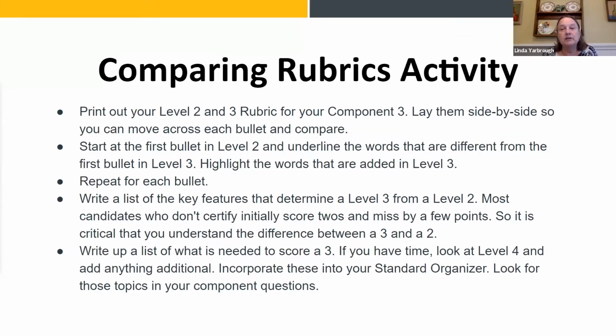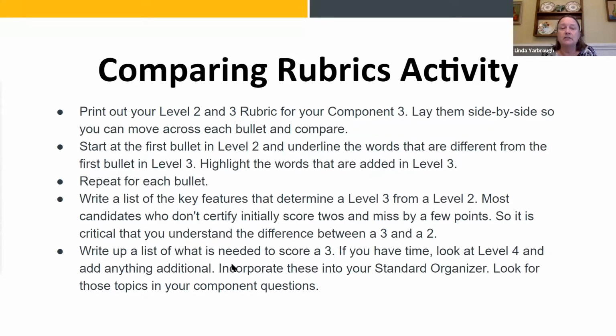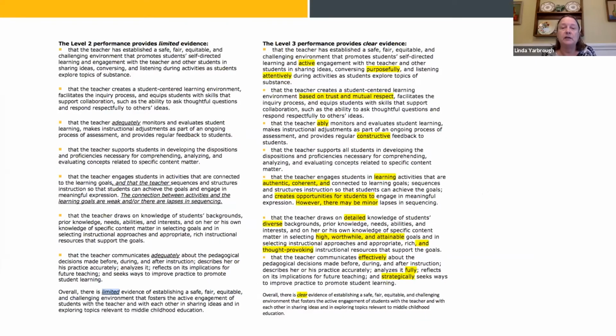And as you make that comparison, you'll begin to see some of the differences in the language for what the expectations are for the difference in a component 2 and a component 3 product. So when you do this exercise, maybe underline the words in level 2 that are different and highlight the words in level 3 so they'll jump out at you, and you'll know that you want to strive for those more engaging or active verbs or adjectives or adverbs that are in the level 3 rubric, because that's going to bump you up to a clear evidence of those items as opposed to limited evidence.